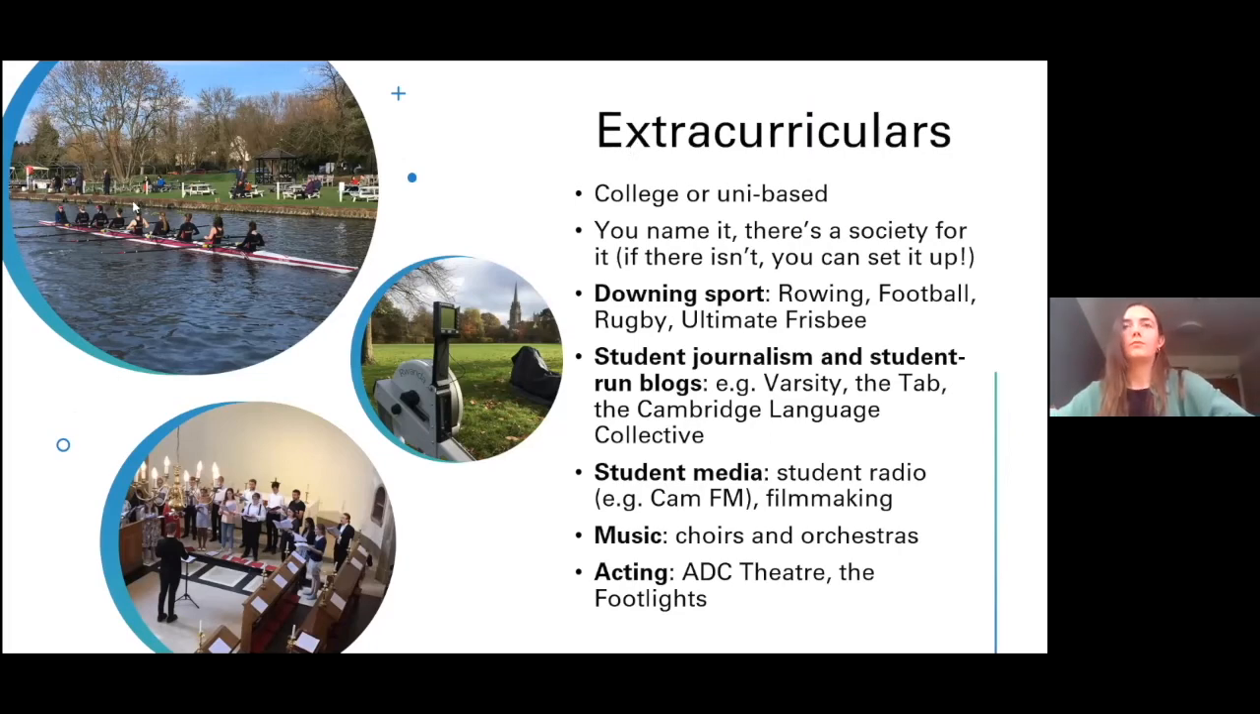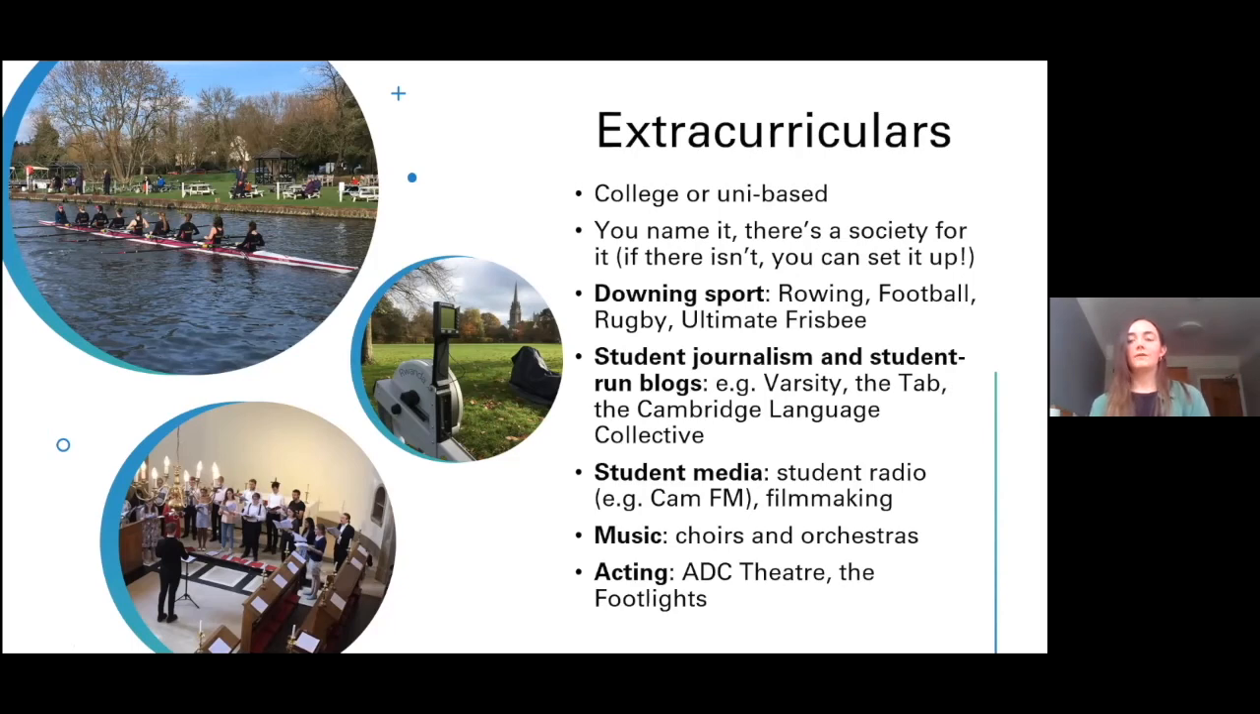So for example, you could be doing sports at a college level, and Downing is quite a big rowing college, but we also have football and rugby teams. Ultimate Frisbee is very popular here as well. Or if you're interested in student journalism, you could do a bit of that. Student media, filmmaking, music. I've talked a bit about choirs already, but there are also several orchestras you could join. And acting, that's also really popular. So lots of student productions that you can get involved with.